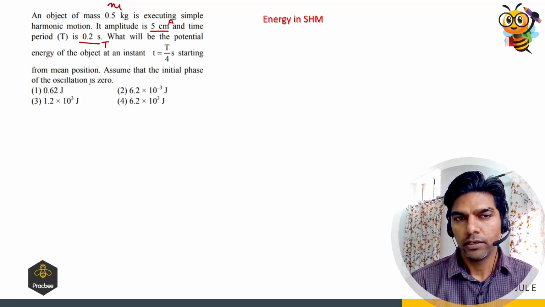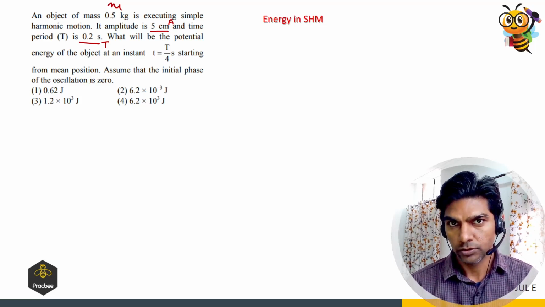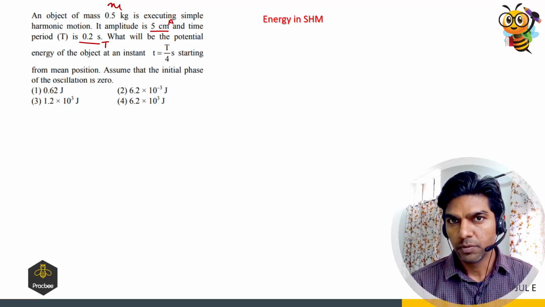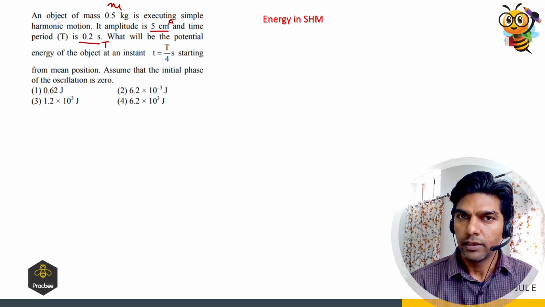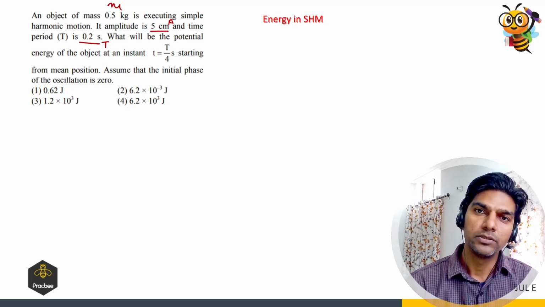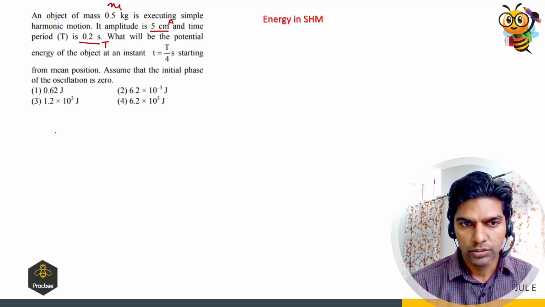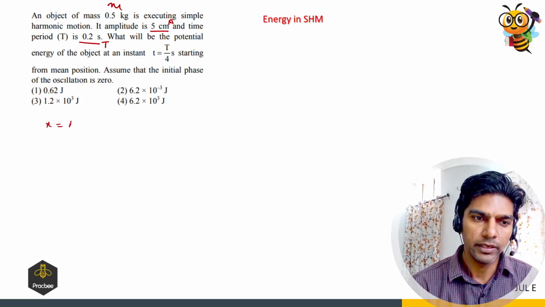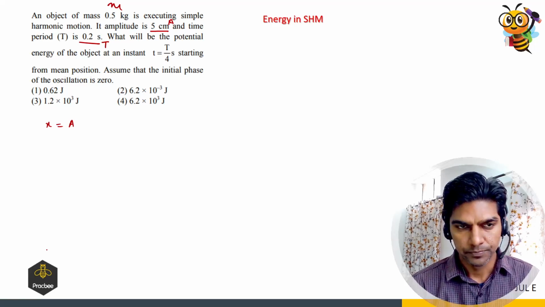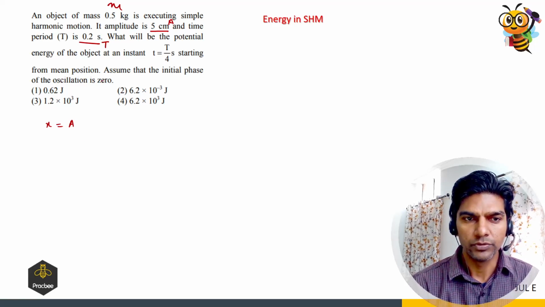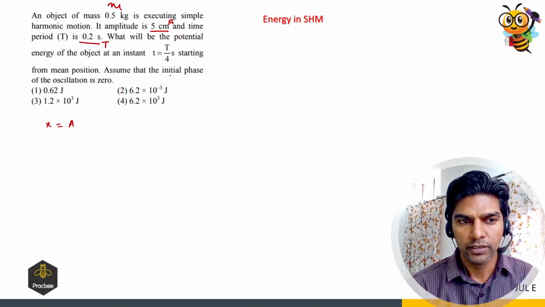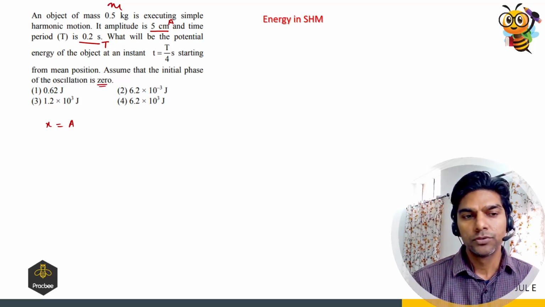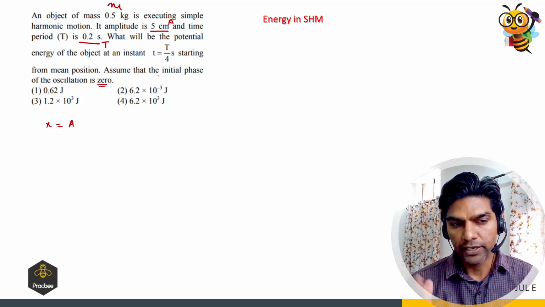Either you can directly write the potential energy as a function of time, or you can find the position of the particle at t equals T by 4, and then use the relation of the potential energy in terms of x. So let me first find the position. At t equals T by 4, it means 1/4 of the oscillation. x will be nothing but a. So the particle is at the extreme right because it is starting from the mean position, and I assume the initial phase of the oscillation is 0. So it is starting from the mean position going in the right direction. So at t equals T by 4, it will be at the extreme right.